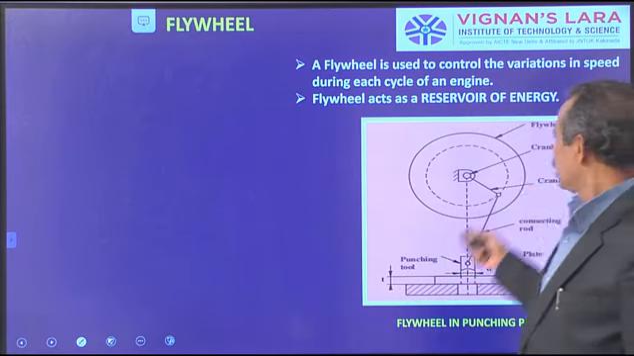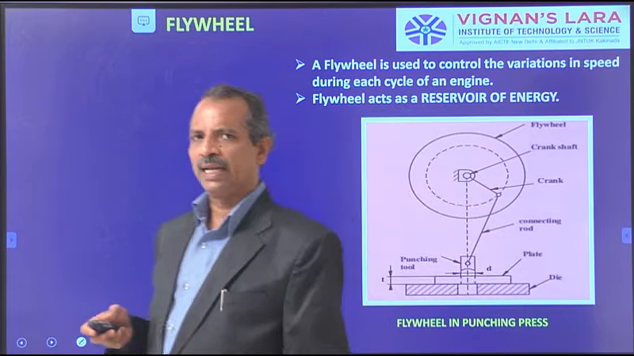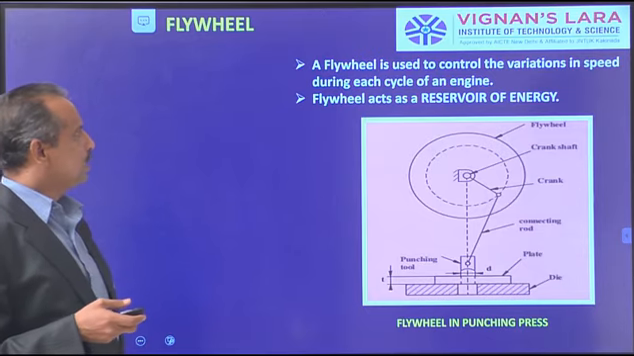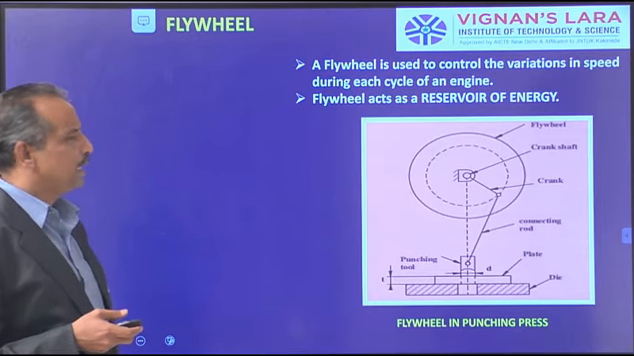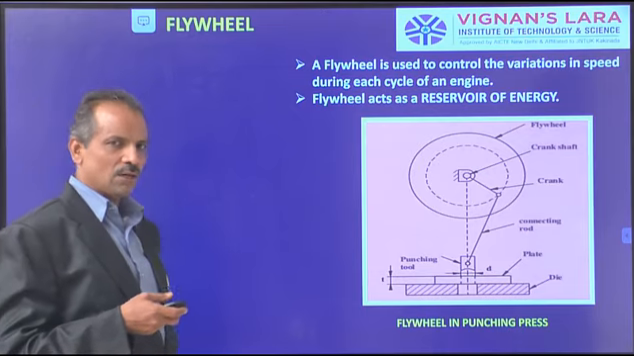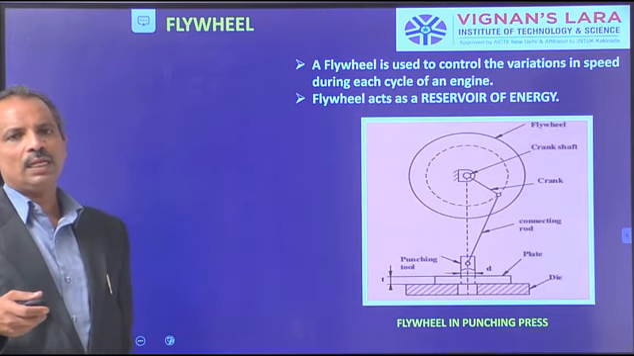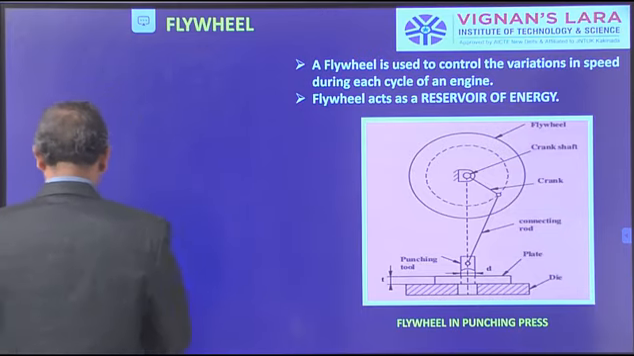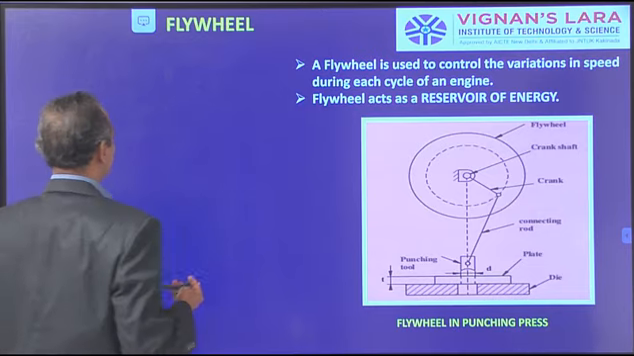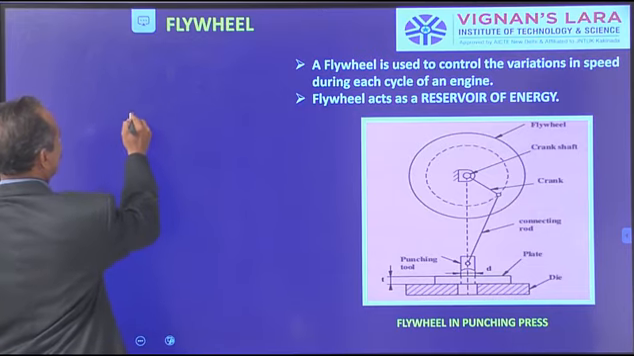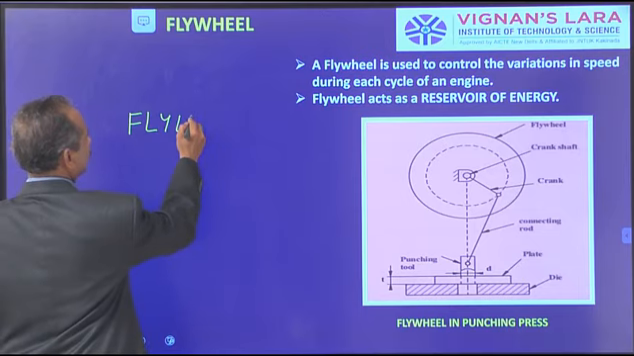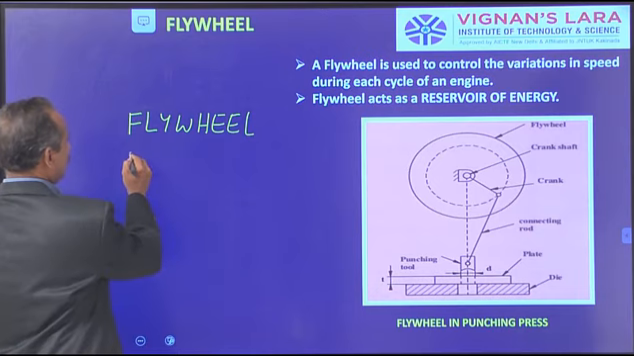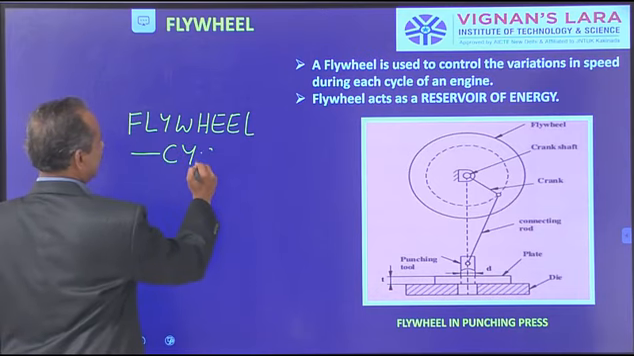So it reserves or preserves the energy, and it maintains a constant speed. Variation in the speed is controlled in each cycle of the engine. So it controls cyclic fluctuations. In the other way, we can say flywheel takes care about cyclic fluctuations.